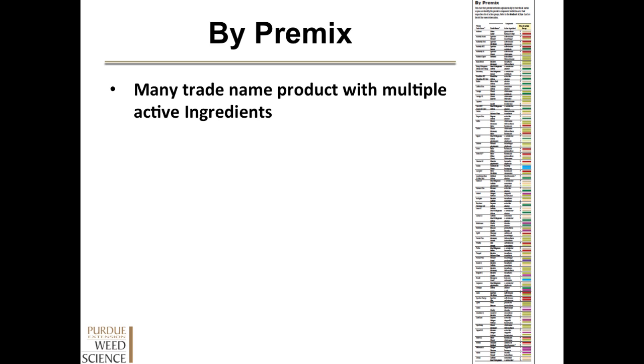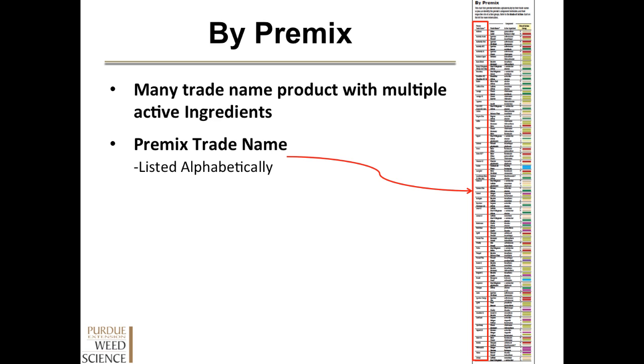Most of our trade name products are actually premixes that have multiple active ingredients in them. Rather than making you break down the ingredients and look them all up in the by mode of action chart, we help you out a little bit by creating this bi-premix chart. The way this chart is organized, on the left-hand side is the name of those premixes, the trade names, and it's in alphabetical order.